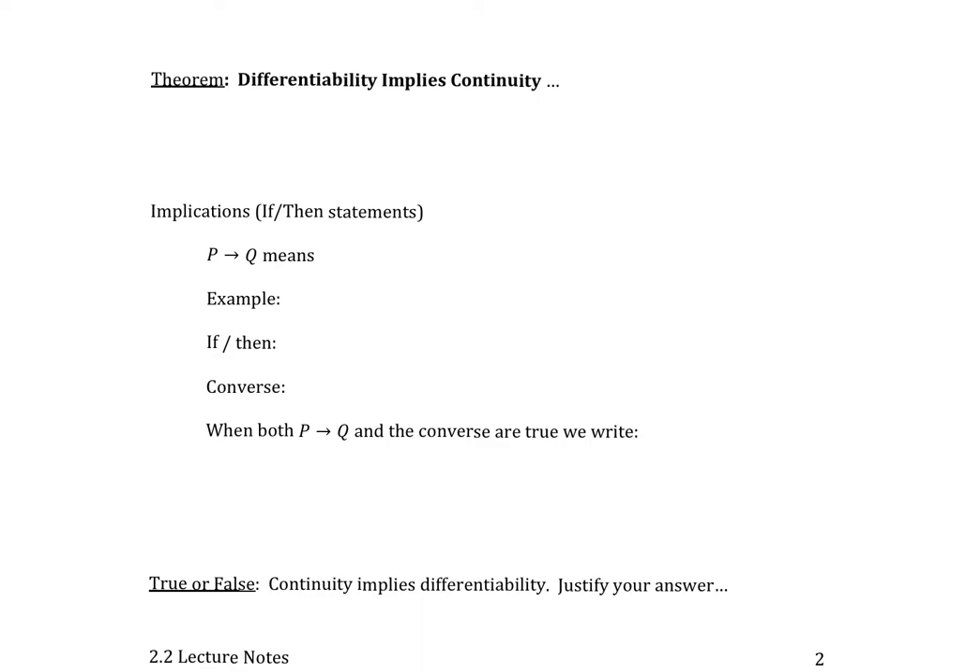Now, differentiable means that the derivative exists. So our theorem says if f prime of A exists, then f is continuous at A. Okay, so this f prime exists part, that means that f is differentiable. I abbreviate it as diffable.